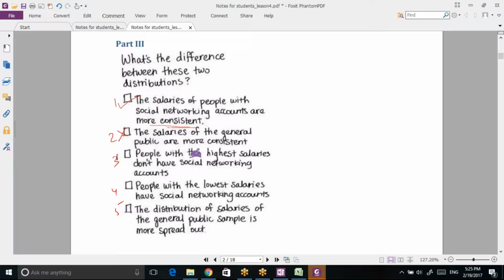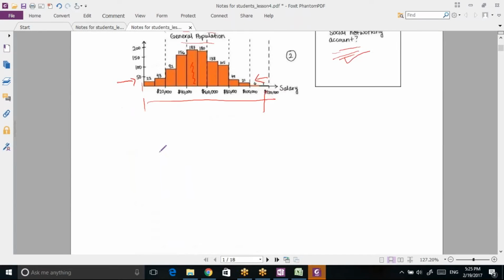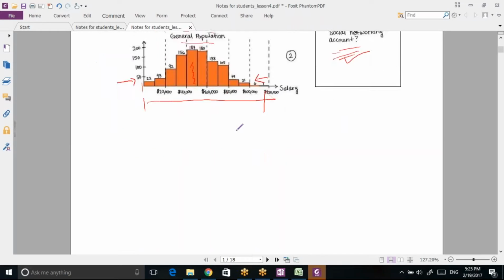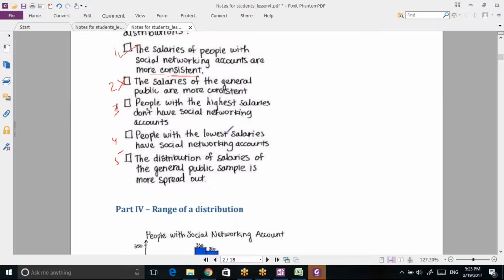Okay. People with higher salary don't have a social networking account. Since this is a general population, I don't know whether they have or don't have a social networking account. So I cannot answer this. Same goes for 4 also. The distribution of salaries of the general public sample is more spread out. That's true. So 1 and 5 are correct.